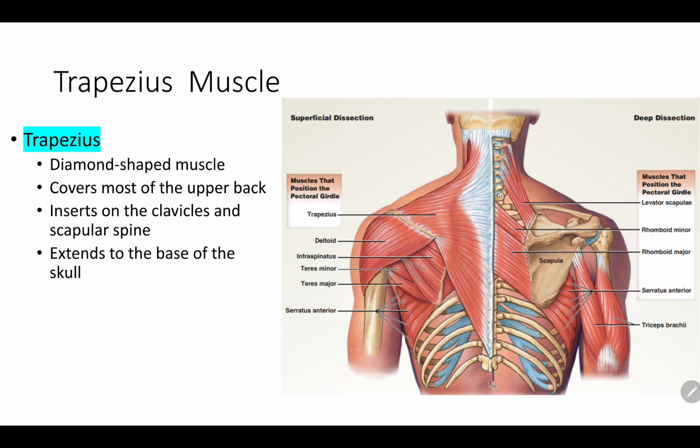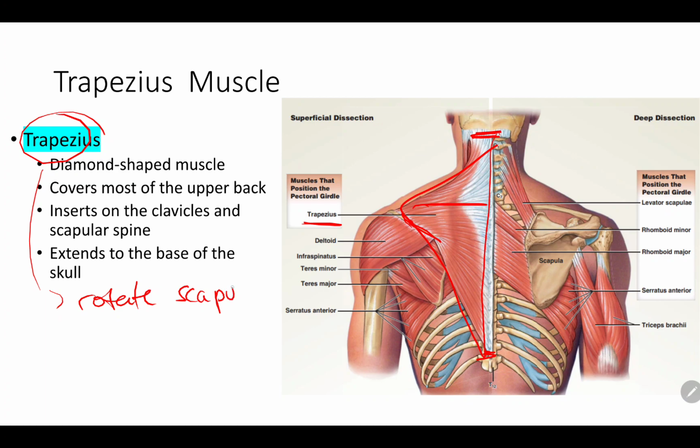So when we're looking at the muscles of the back, we talked about those intrinsic muscles of the back. Also look at these extrinsic muscles of the back too, such as that large diamond shape muscle of the upper back. That's going to be the trapezius. Remember, the trapezius is this diamond shaped muscle of the upper back, and it's going to cover most of the upper back, as you can see. It's going to insert on the clavicle and the scapular spines, and it's going to extend from the base of the skull down to the middle of the back. Remember that the trapezius is also able to rotate the scapula. This is one of those muscles that help to rotate the scapula.